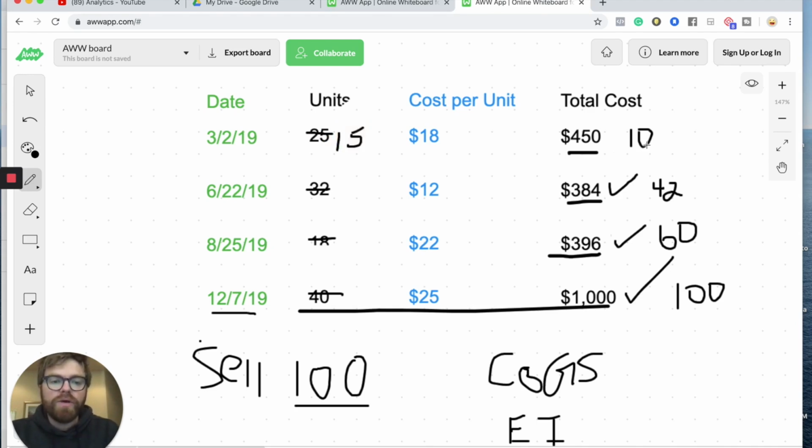10 we took. 10 times 18 is 180. That's the dollar amount right here. Sorry for the bad drawing, but 180 is here. And we took out 384 here, 396, and 1,000. Let's add them all up: 180 plus 384 plus 396 plus 1,000. And there you go. Cost of goods sold equals 1,960.